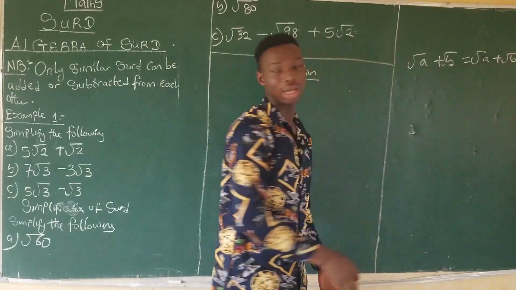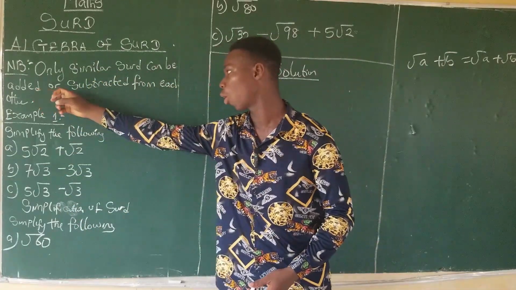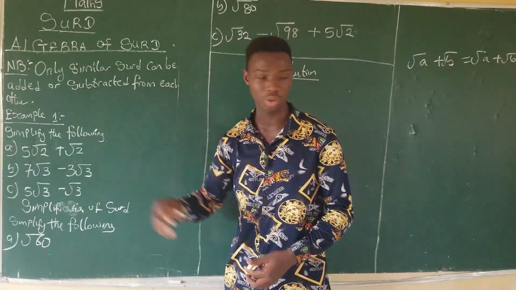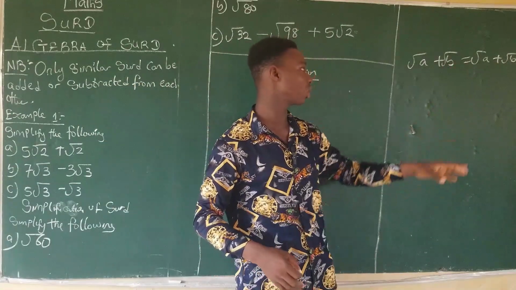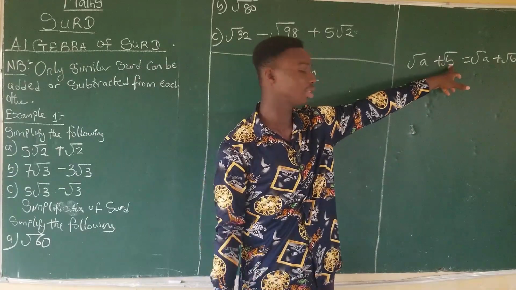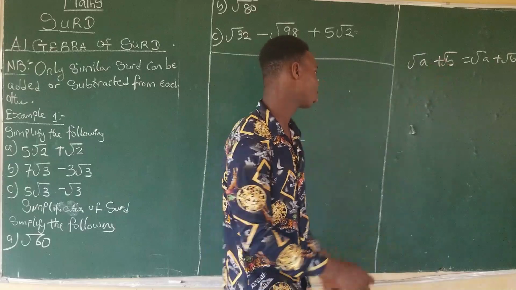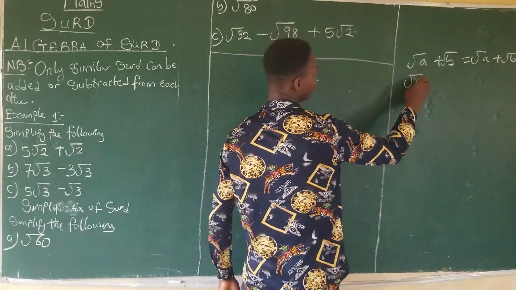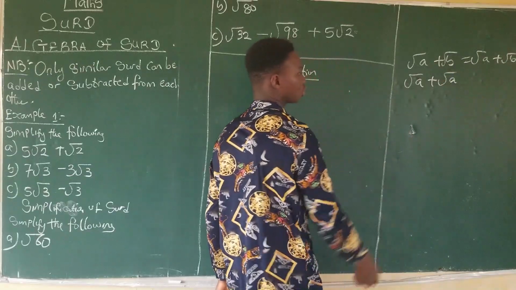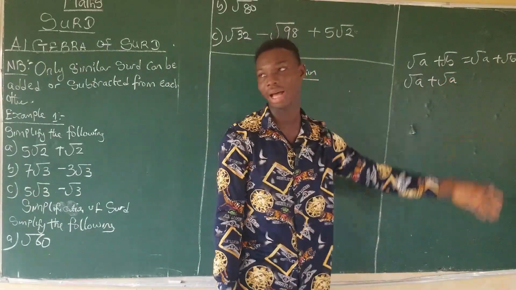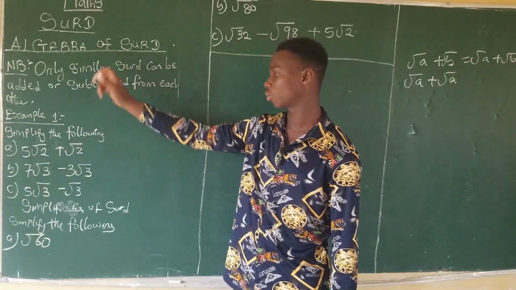From what we know earlier, only similar surds can be added or subtracted from each other. The only way these two things can be added or subtracted is when what you have inside these roots is the same thing. They are similar, or they are the same. Adding root a plus root a is the only case where you can add or subtract. So from here we are dealing with examples of additions and subtractions.